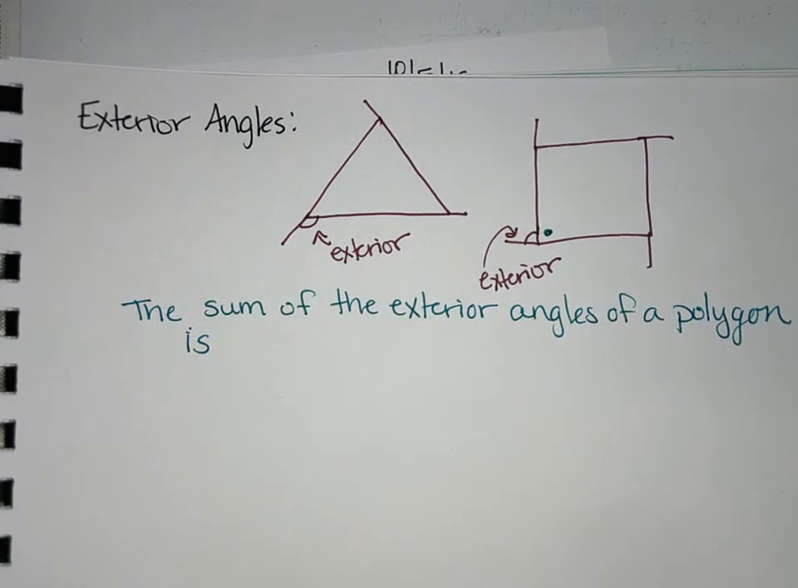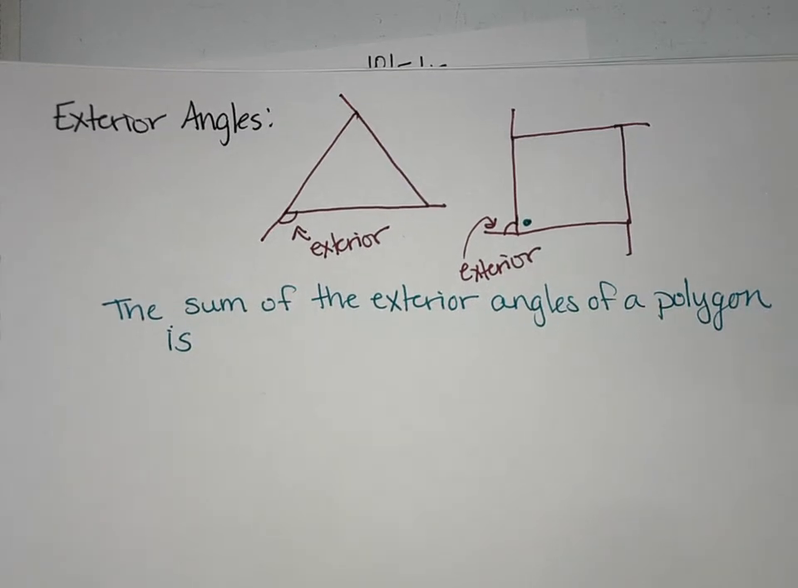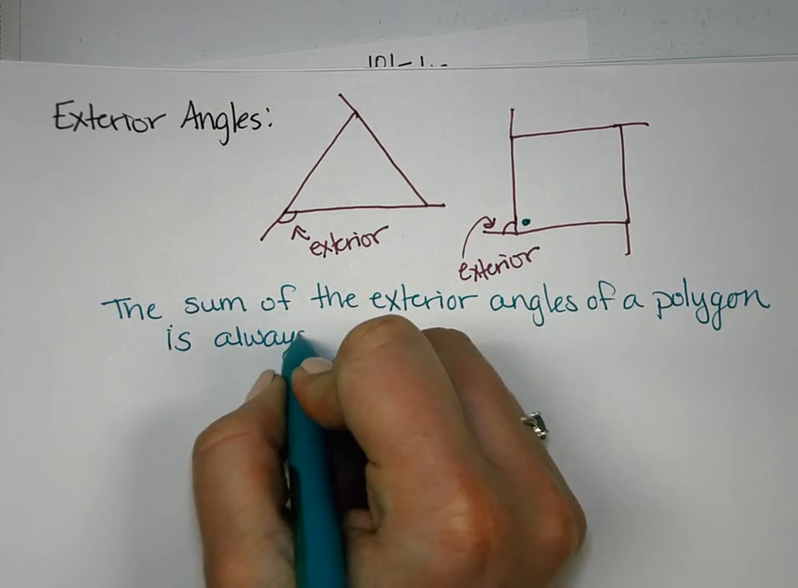So we have a formula for interior, but exterior, we don't really have a formula because it always equals the same number no matter how many sides you have. Your exterior angles are going to always be 360.